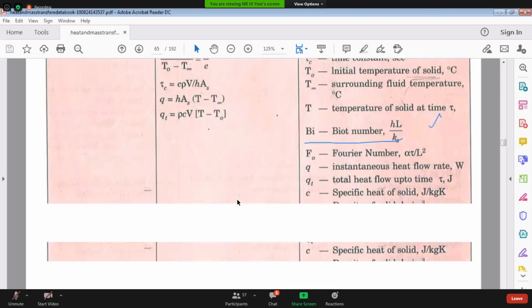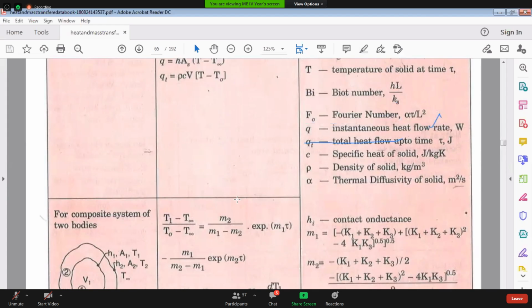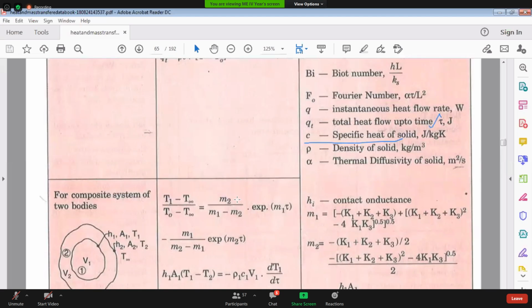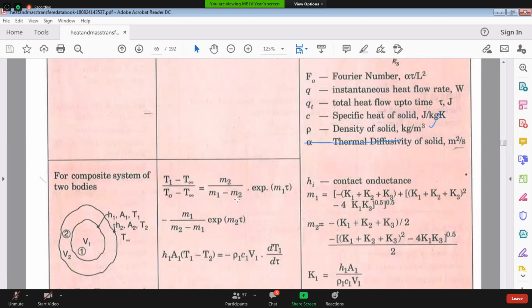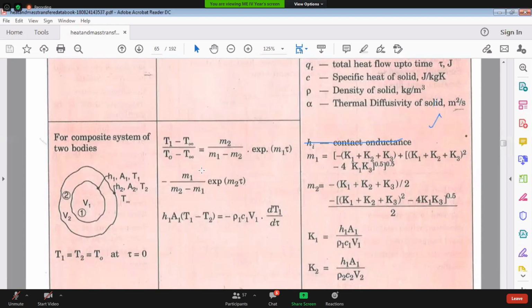Right, so this is the Biot number. See the Fourier number, instantaneous heat transfer, total heat transfer, thermal diffusivity, everything is here. Don't forget about it. Forget about the Taylor equation.